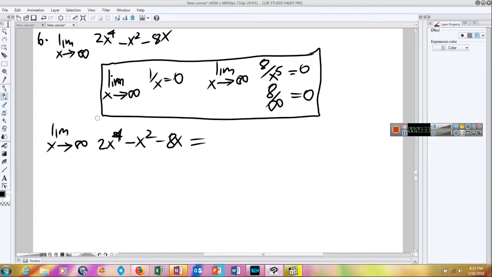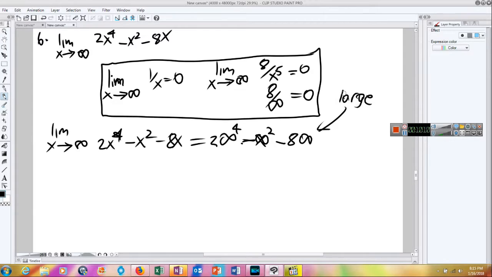We have to treat it like how we've treated the other numbers in the past, where we replace x with infinity. So we're saying 2 infinity to the 4th power, or as my friend Buzz Lightyear once said, to infinity and beyond, minus infinity squared minus 8 times infinity. But this is going to be an insanely large number. We don't know this number.